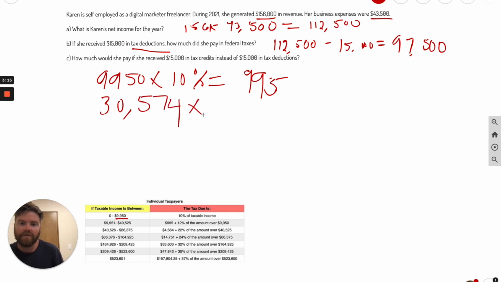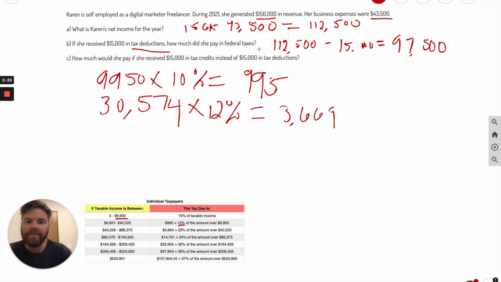Okay, now we multiply that times 12%, right? It's the next bracket, as you can see down here. 12%. Well, what do we get? All right, let's go ahead and round it up. It's going to be 3,669. Now we keep going here because we have a 97,500 we have to get up to.